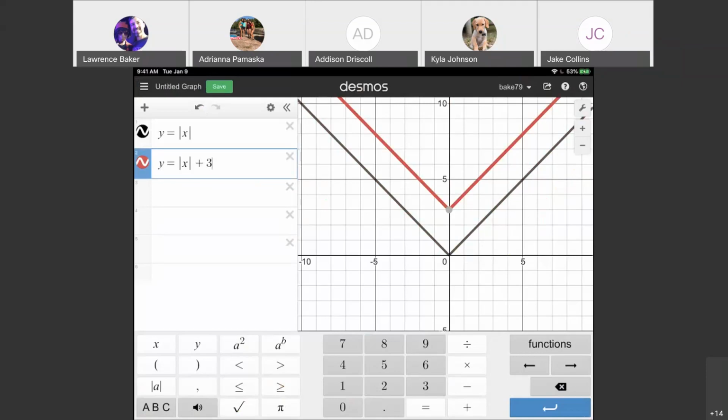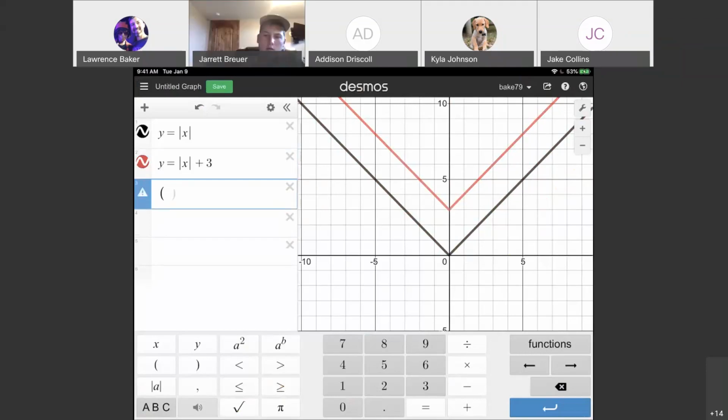Jarrett, where's the vertex of our parent function? One, two, three. Where's the zero? Where's the parent of the 3, Jarrett? 0. Where's the vertex of the parent function, Jarrett? Which one's the parent function? Okay, so where's its vertex? Would it be 0, 0? Okay.